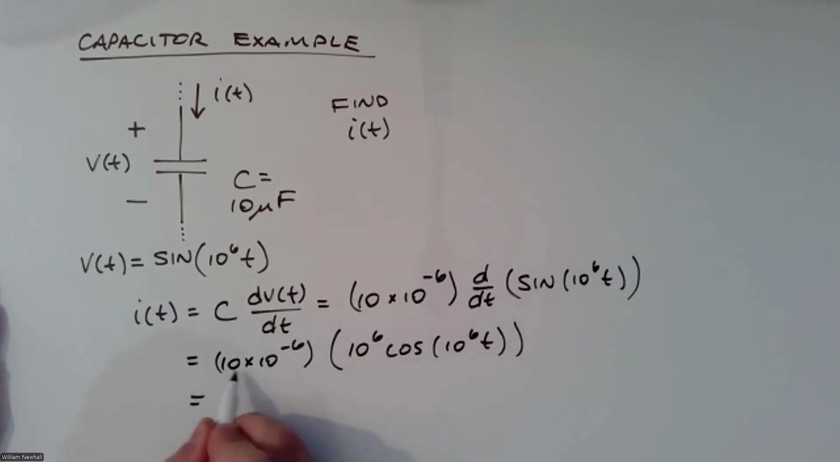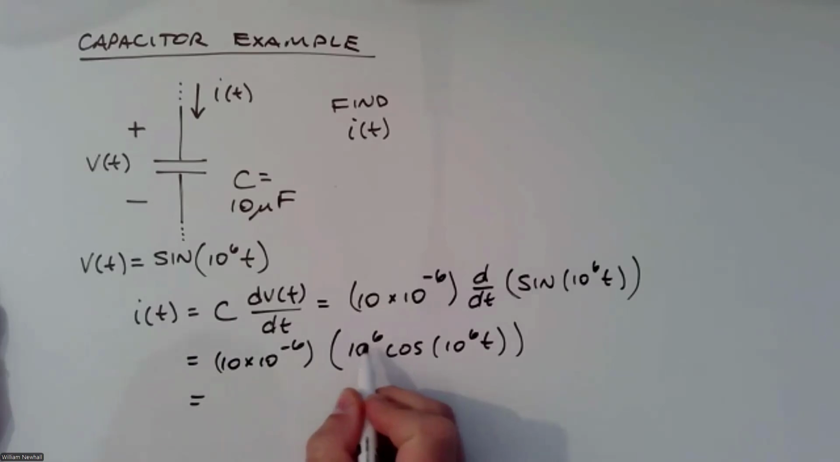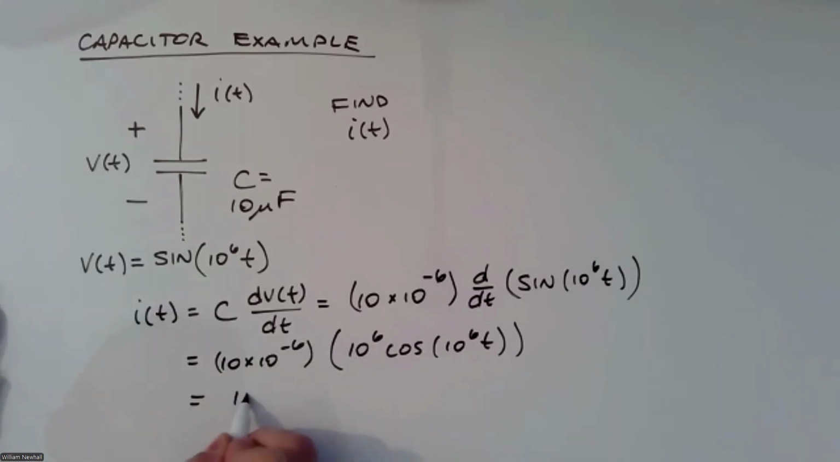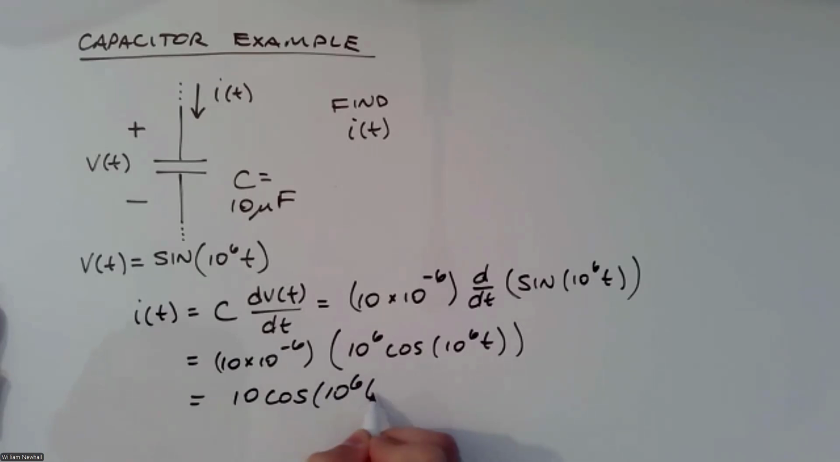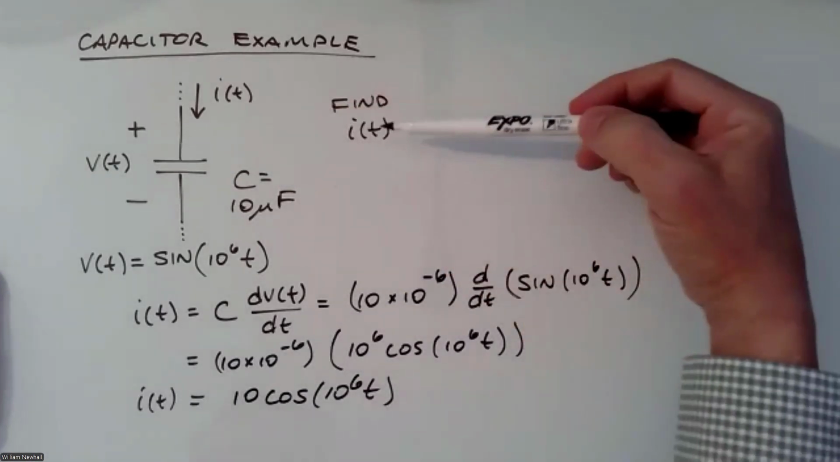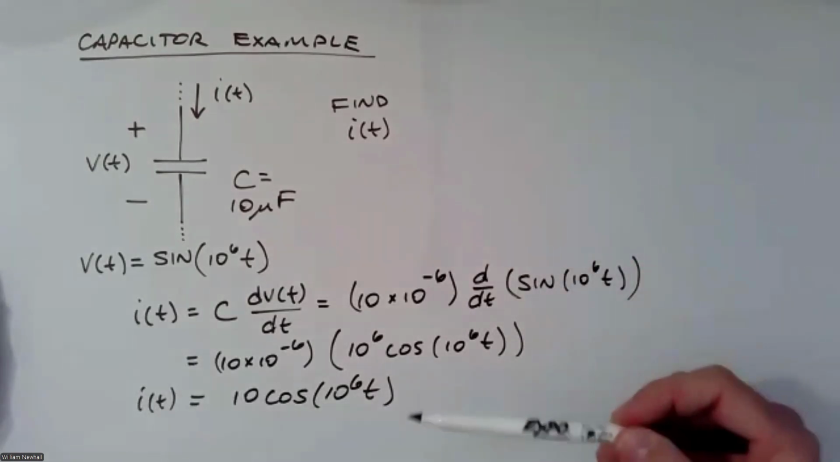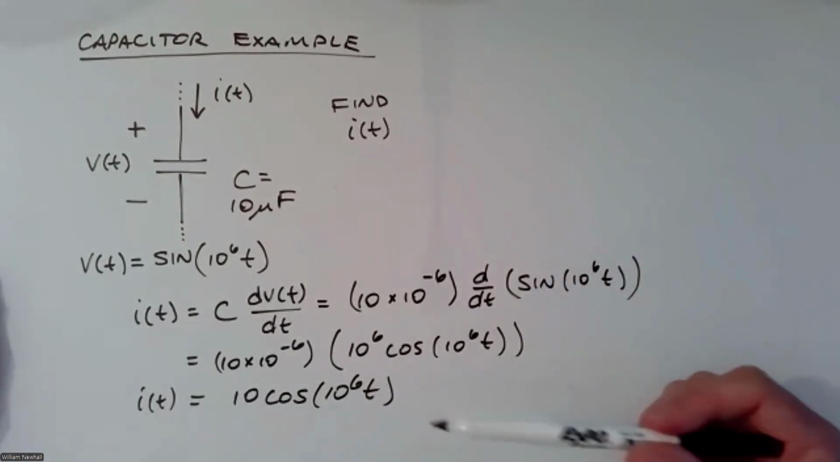So that equals, let's see, the 10 to the negative 6 times 10 to the 6, that cancels out. You get 10 cos 10 to the 6t. Okay, so that's I of t. So that's just a simple example of if you know the voltage, how do you calculate the current? This is how you would do that.